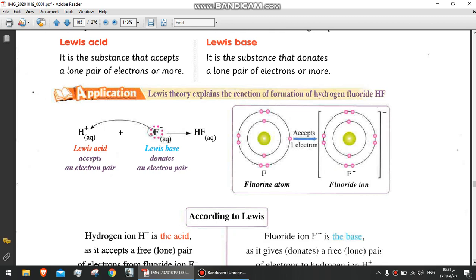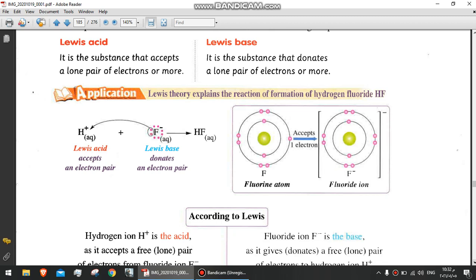hydrogen with fluoride ion. The positive hydrogen ion doesn't have any electron but has an empty orbital, while the fluoride ion has a lone pair of electrons. The fluoride ion donates a lone pair of electrons, and the hydrogen positive ion accepts a lone pair of electrons from the fluoride ion. So the positive hydrogen ion is called a Lewis acid because it accepts a lone pair of electrons, while the fluoride ion donates a lone pair of electrons, so it's called a Lewis base.